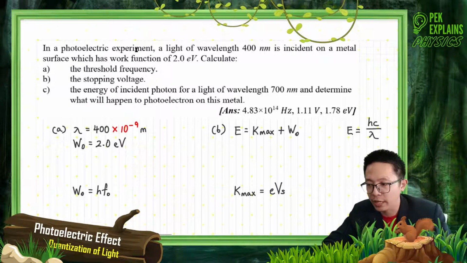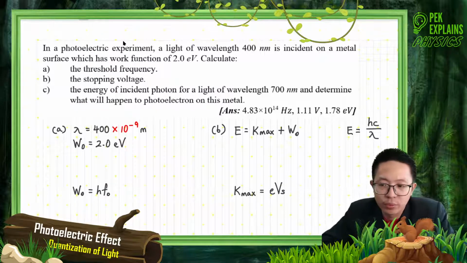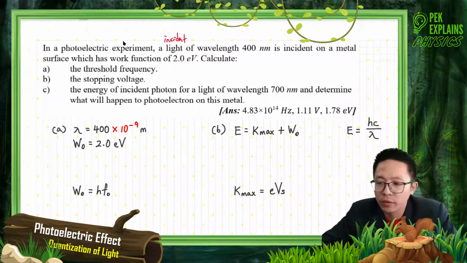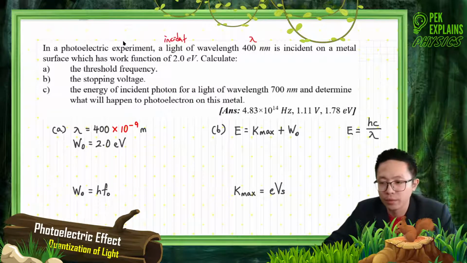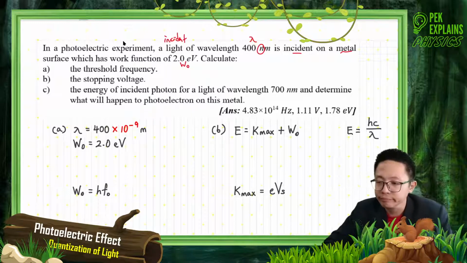Now what we have here is an incident ray. He said light of wavelength, so this is the incident photon. Okay, incident ray with this wavelength, so this is the lambda. But in nanometer, you need to change to meter. Incident on the metal surface. Okay, on the metal surface, this is the work function W naught, but in electron volt.